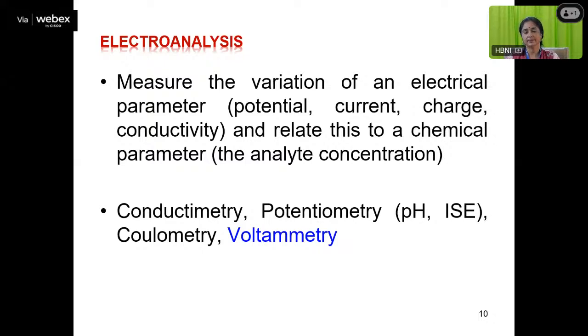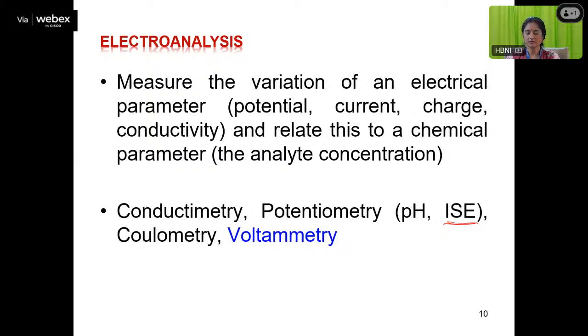Based on these measurements, you can do conductometry or potentiometry. In potentiometry, widely used are pH electrodes or ion selective electrodes; ISE is nothing but ion selective electrodes. Then there is coulometry, which is actually electrogravimetry, deposition of metals, and then voltammetry.